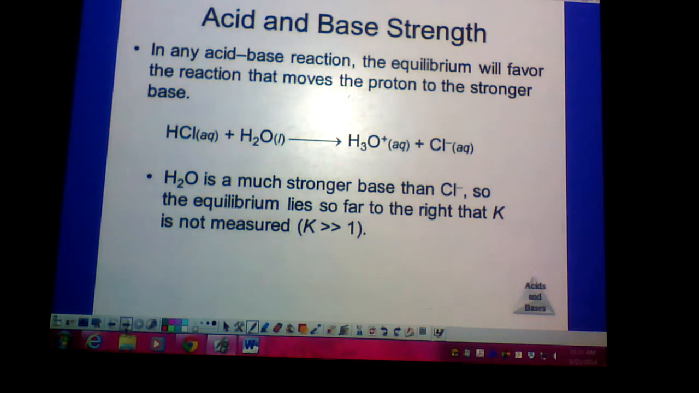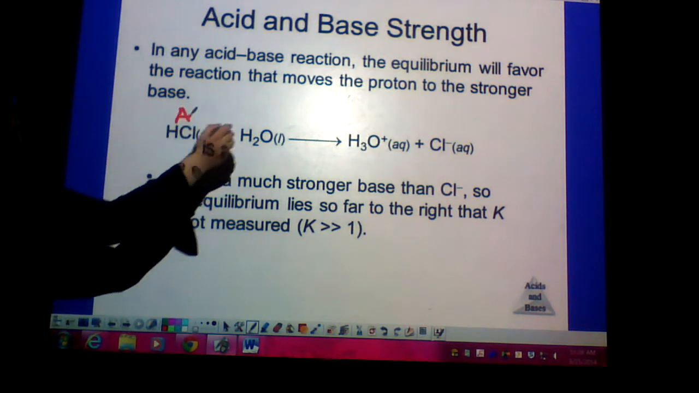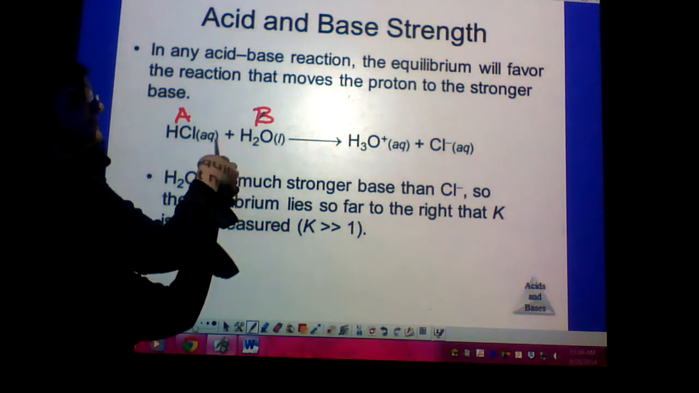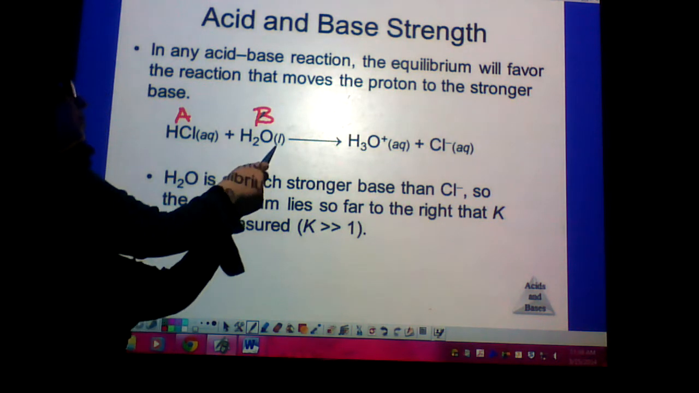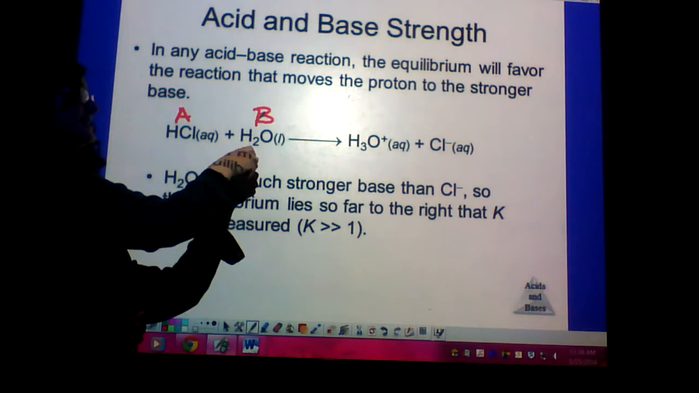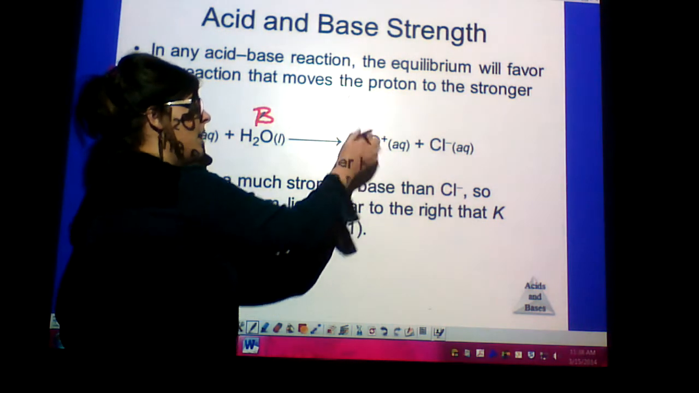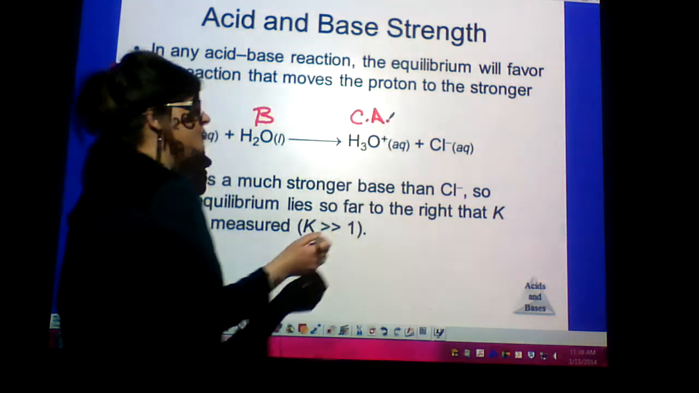So I know that HCl is the acid, and I know that water is the base. I could also identify the conjugate acid, or I could identify the conjugate base. Remember that the conjugate acid is what is left over after the base accepts the hydrogen from the acid. So water is the base. It's going to accept a hydrogen ion from HCl, giving us then hydronium ion. So I'm going to call that CA, or the conjugate acid.